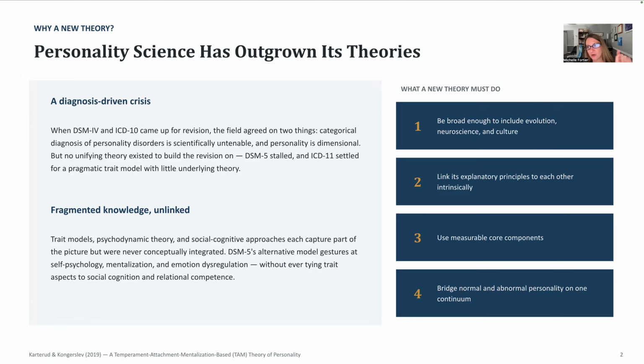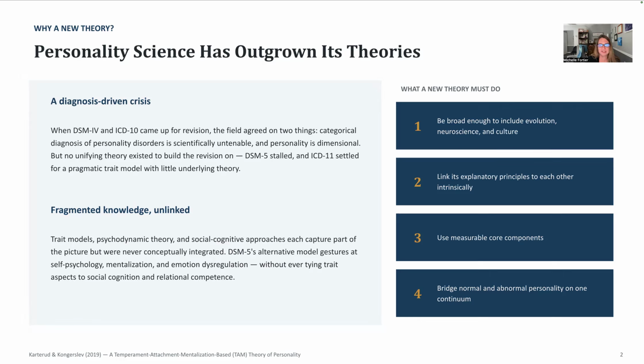Most of the field, we still have holdouts. Categorical diagnosis of personality disorders is scientifically untenable, and personality is dimensional. But no unifying theory existed to build a revision on. So the DSM-5 stalled, and they put this little alternative model for personality disorders in the area for further research.